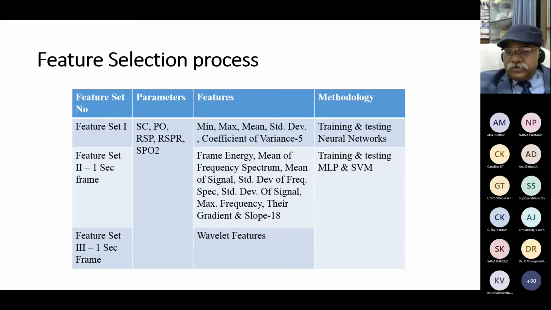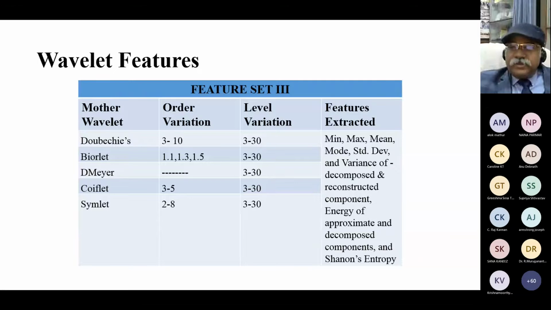And the third set was wavelet features. Wavelets give you a large number of features, which you have to finally reduce. Also, by using principal component analysis, you have to reduce the number of features, because you must see which features are giving the unique alignment with your requirements. The methodology used was training and testing using neural networks for feature set 1, and for feature sets 2 and 3 it was MLP and SVM again. This is again a preliminary study.